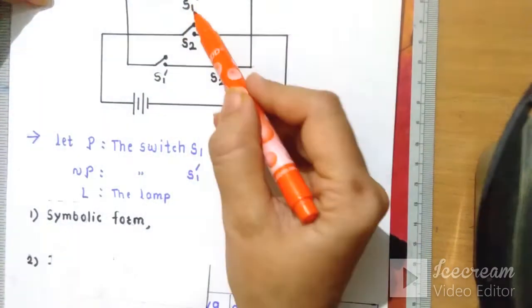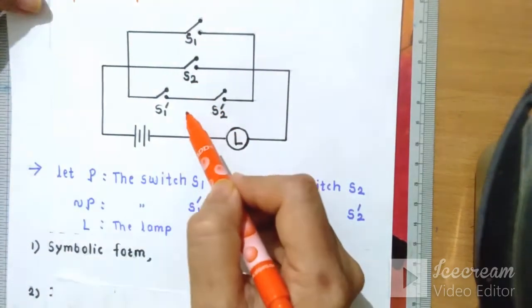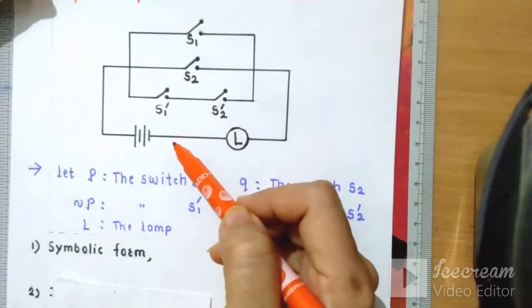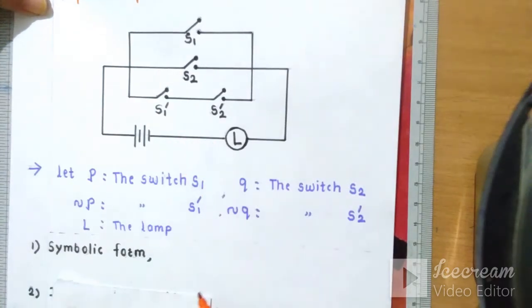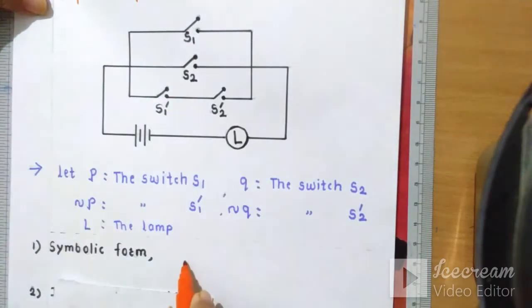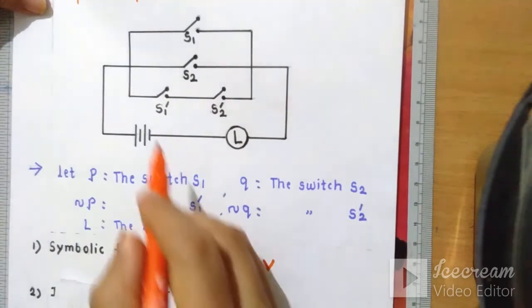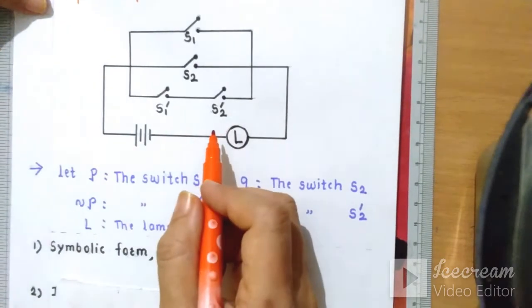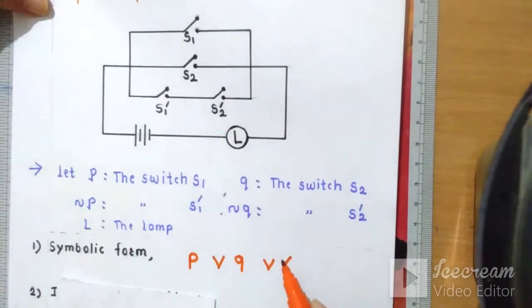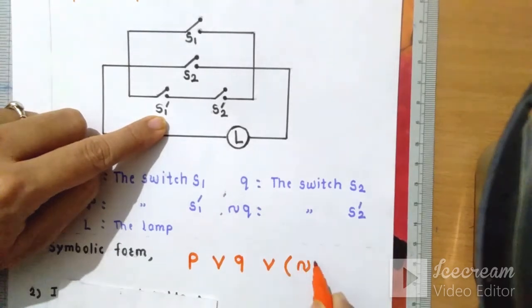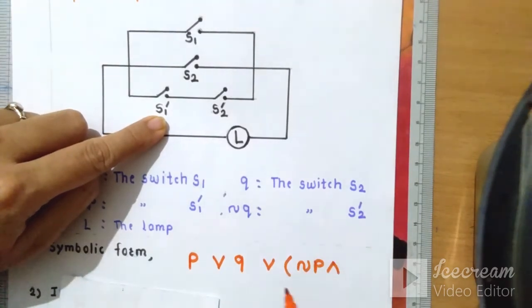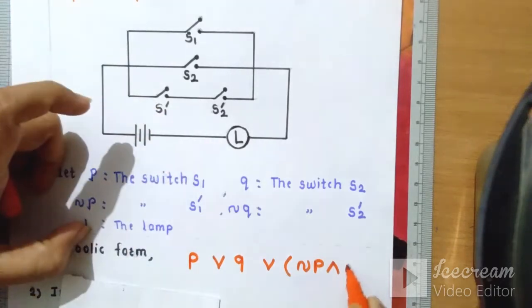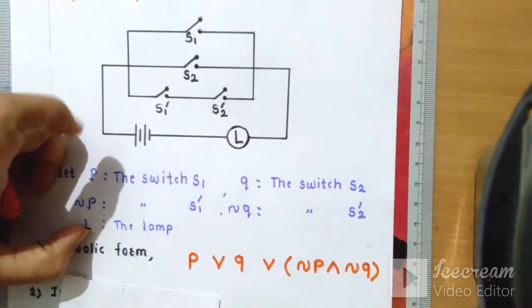Now write down the symbolic form. So this is first, second and third, 3 lines in parallel, so we will use the disjunction symbol. So here write down S1 means P, then write down disjunction, again S2 means Q, again disjunction, and now in the third line there are 2 switches in series, so again use bracket.